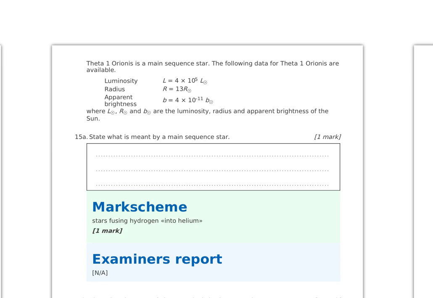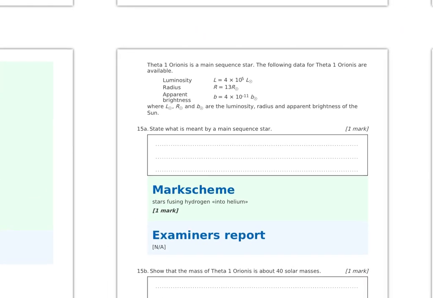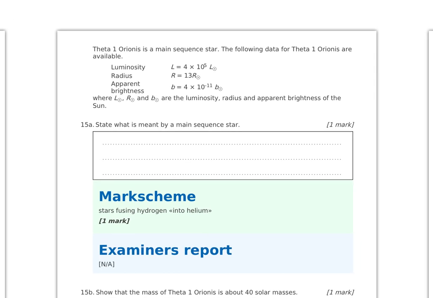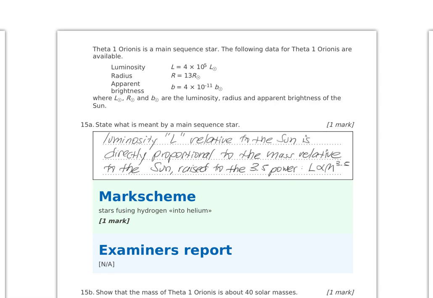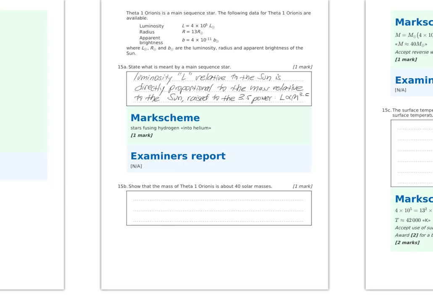15. Oh, finally, we're moving into the next question. What's main sequence? Mark scheme says stars fusing hydrogen into helium. My understanding is that all stars do that. It's just a question of what happens later. I will tell you, though, that my understanding of the main sequence is that the relative luminosity is proportional to the relative mass raised to the 3.5. Okay, so 15b uses the main sequence luminosity-mass relationship.